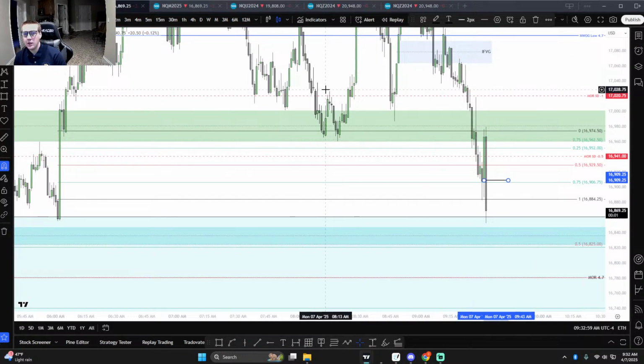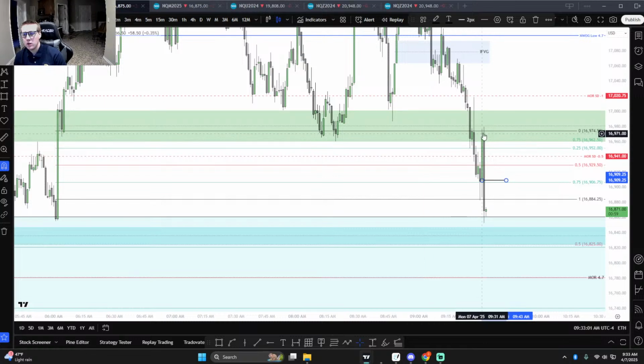Notice how we use the top of this buy side imbalance here. Use the top of it to then trade the lower, seeking this low. High frequency trade right there.